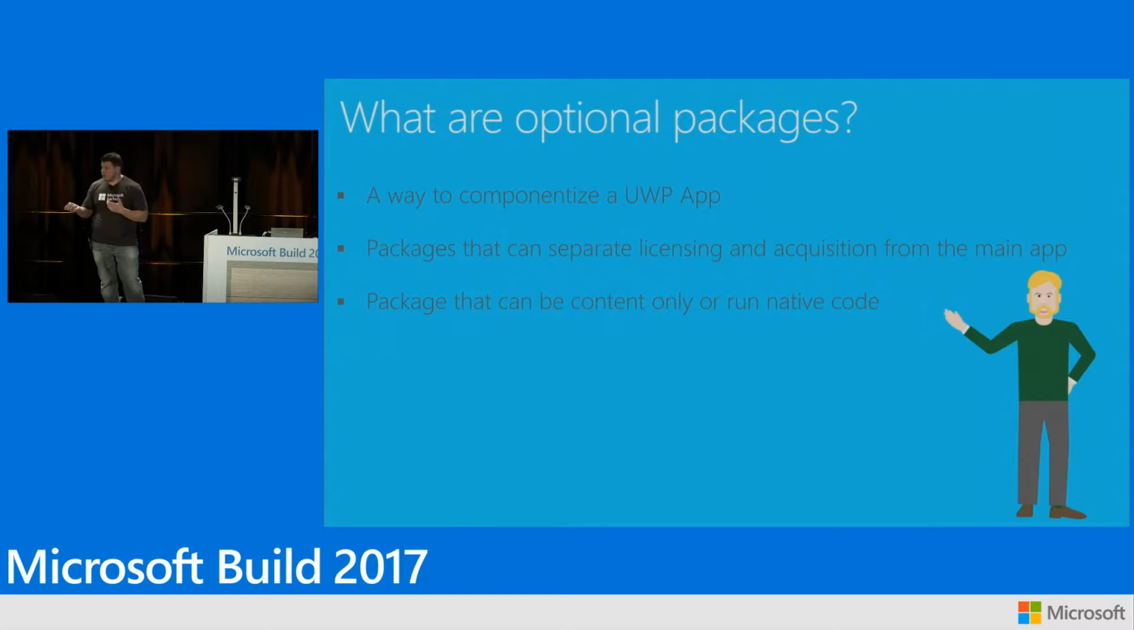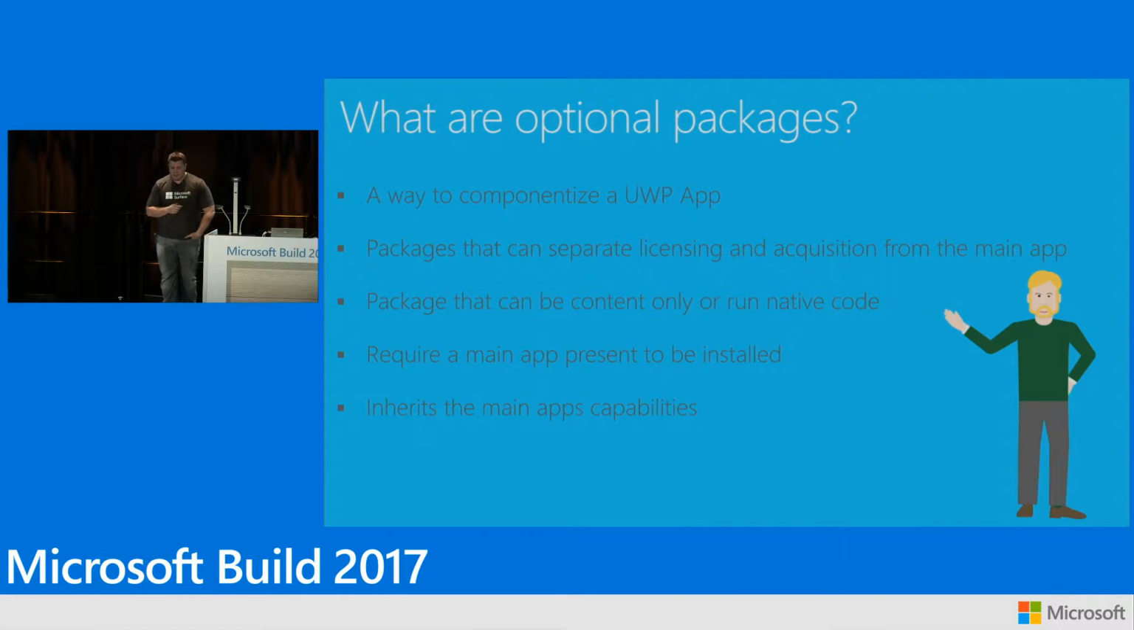Packages can be content or they can run native code, so you have some flexibility. And we're going to talk about some nuances of running native code versus being content only, because there are a couple of different restrictions for those. All optional packages require a main app, and I'll walk through what that means for you as developers. And all the optional packages run off the main app's capabilities. So those last two bullets are really important to understand for the next one.